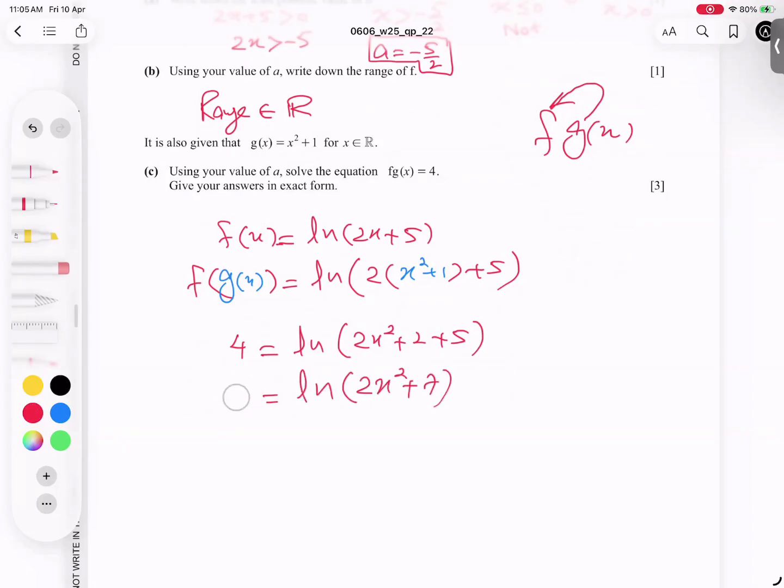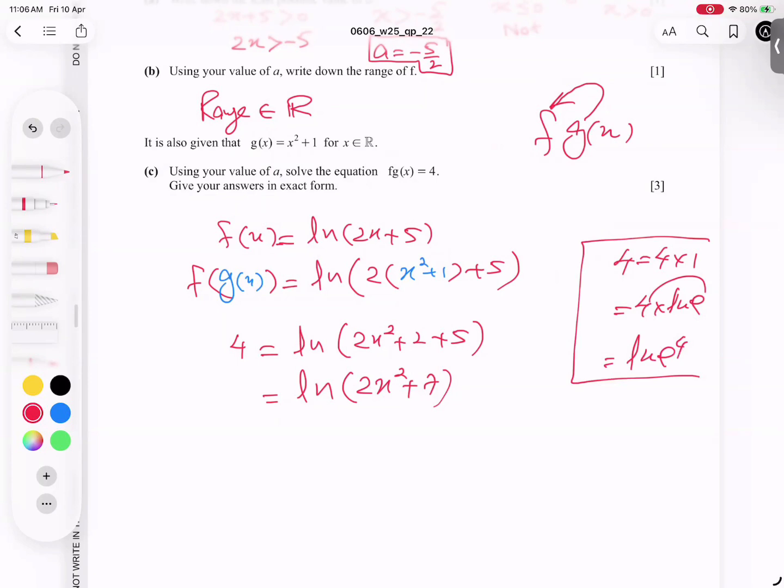And this 4, students, I taught you: for example, 4 into 1, where 1 is replaced by ln e, 4 goes in the power, so ln e to the power 4. I think this idea is very clear. Same way, k is ln e to the power k, p is ln e to the power p. So this 4 we can write as ln e to the power 4. ln cancels out. We get e to the power 4 equals 2x squared plus 7.